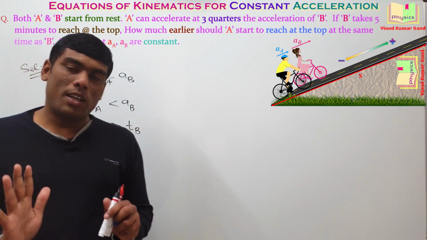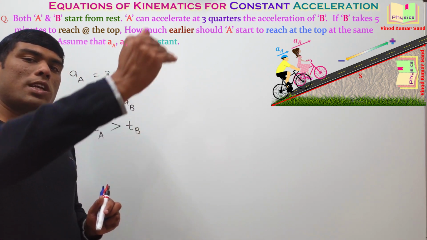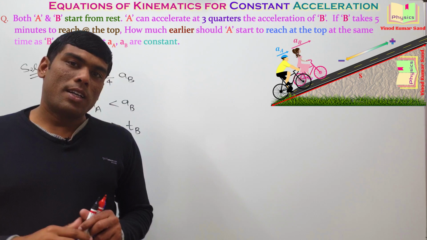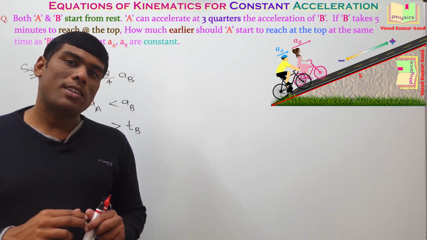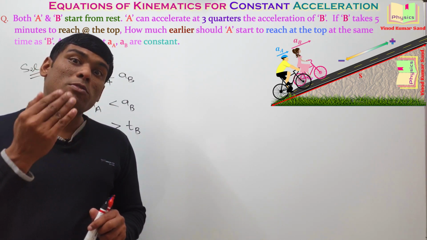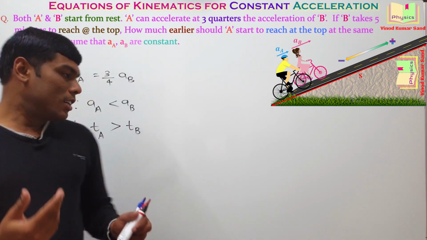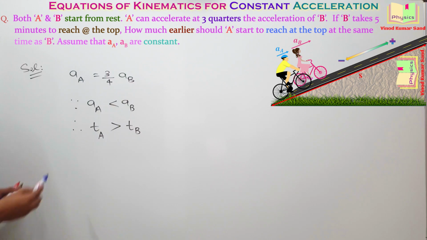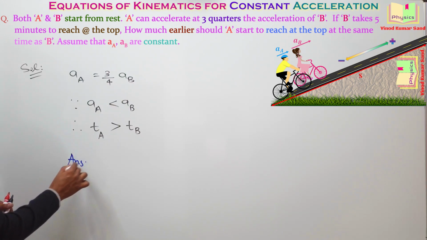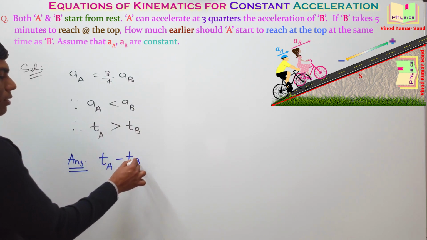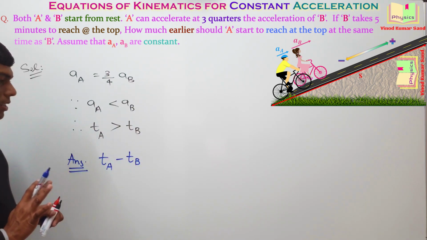It's simple logic. Suppose A is taking 25 seconds to reach the top and B takes 20 seconds to reach the top. Then A should start 5 seconds earlier than B. Think about it. In that way we can get our answer. So actually our answer will be equal to TA minus TB. If we can obtain this, our task is done.